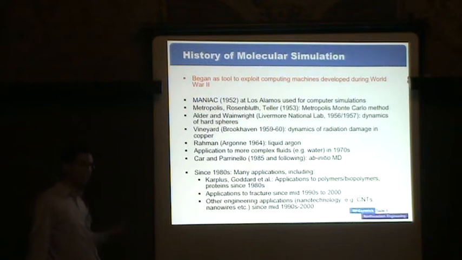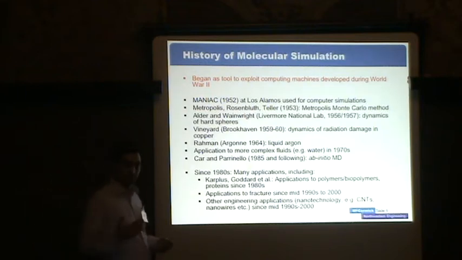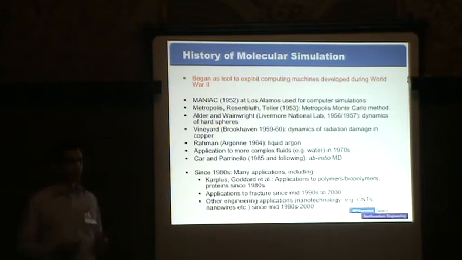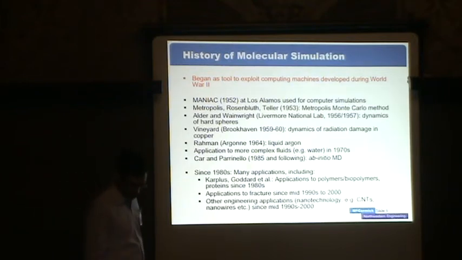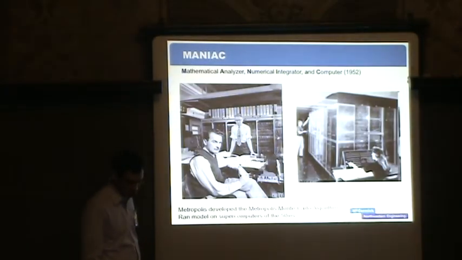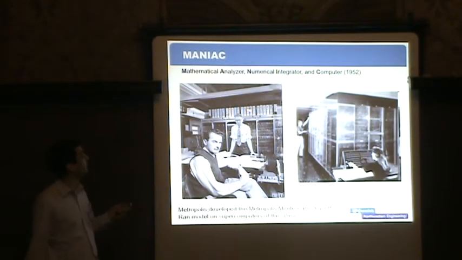And nowadays, we can basically study anything from a polymer to a protein to a lipid using these tools, and try to understand some of the molecular mechanisms that pertain to their mechanics. So this is sort of the focus of my research. And this is basically the computer called MANIAC, which stands for Mathematical Analyzer Numerical Integrated and Computer, dating back in the 50s.